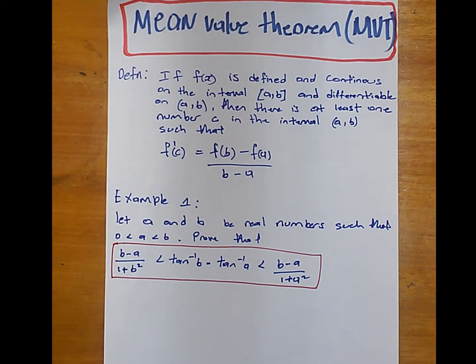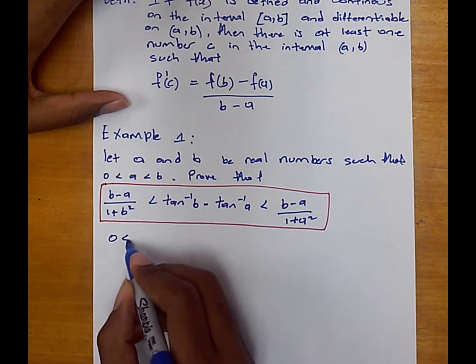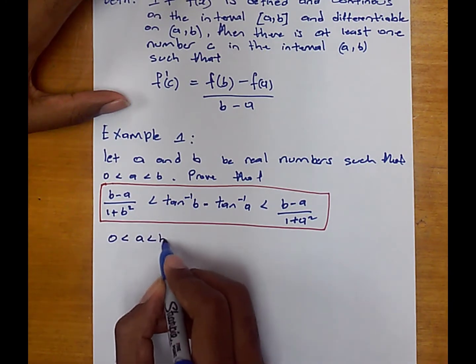Let a and b be real numbers such that 0 is less than a less than b. Prove that b minus a over 1 plus b squared is less than tan inverse b minus tan inverse a less than b minus a over a squared plus 1. So here we have 0 is less than a less than b.